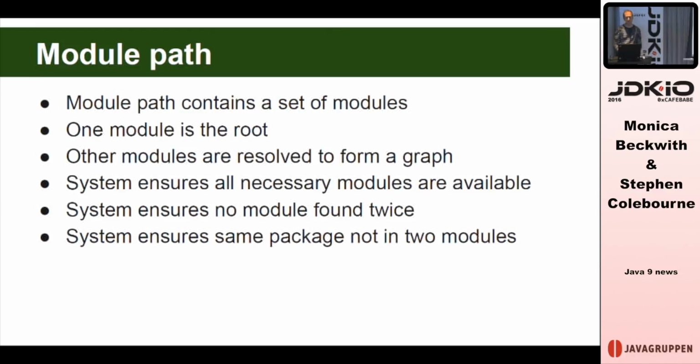So this is its reliable configuration. It's going to ensure that it can find all the modules, it's going to ensure that there is no module found twice, and that the same package is not in two modules. Now I can guarantee the last one of those constraints is going to cause problems as people migrate to modules, because I bet in your jar files today you've probably managed to get the same package to appear in two of your jar files. That's not that uncommon in code as it migrates over time, but that's not going to be acceptable for the module system.